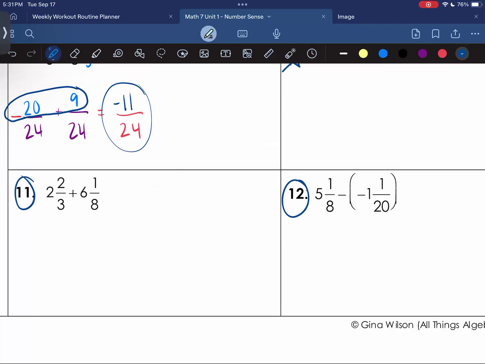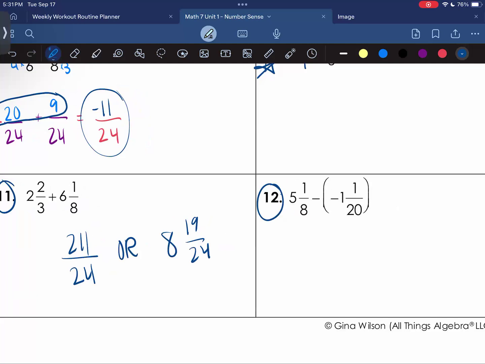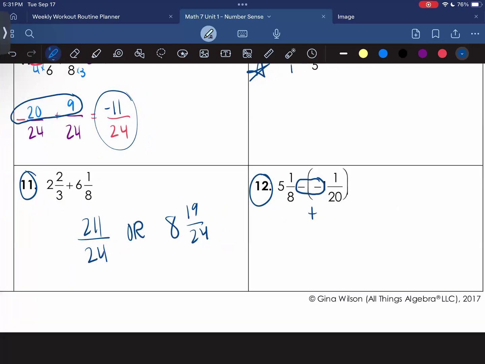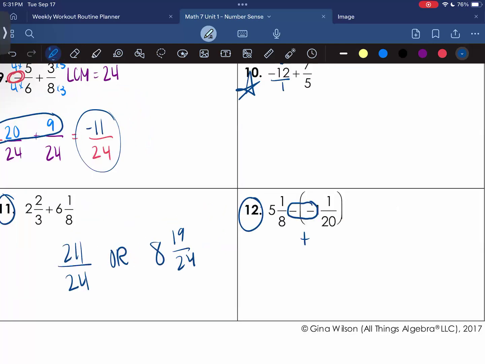What it should have come out to is 211 over 24, which would simplify down to 8 and 19 over 24. And then here, you should have switched or replaced that minus minus with a plus. And if you didn't do that, then pause the video again and redo that problem.